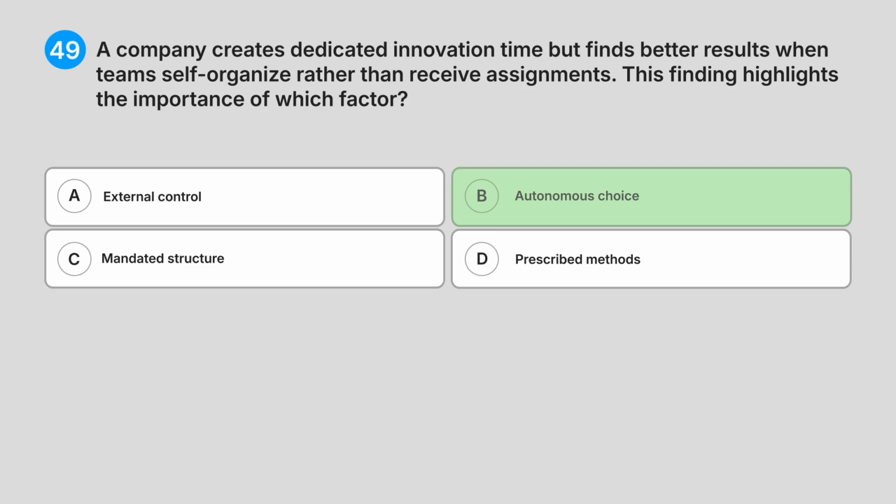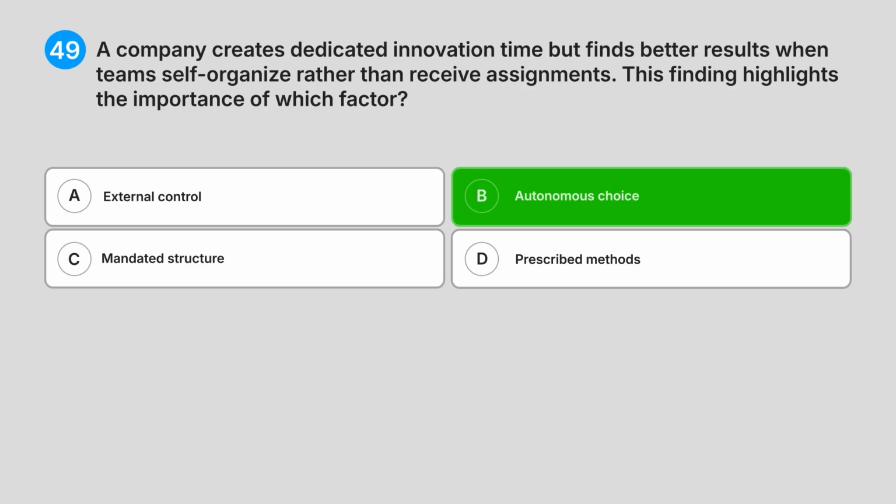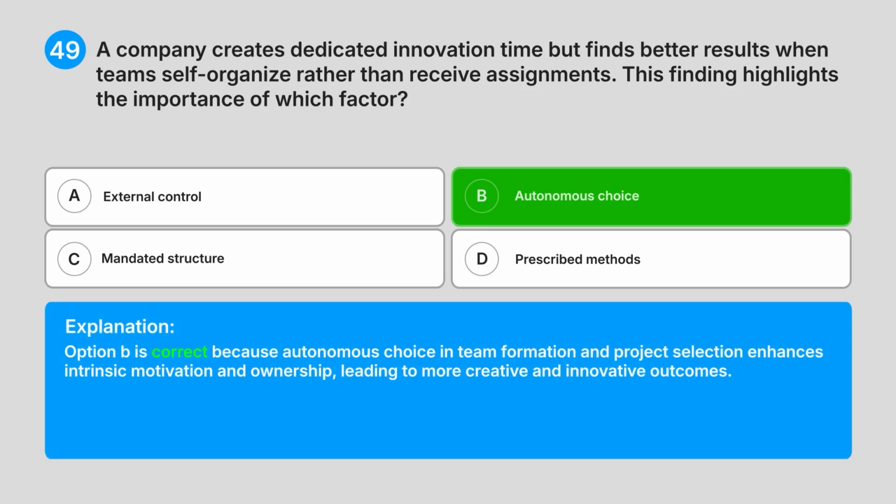Correct answer, B. Autonomous choice. Explanation: option B is correct because autonomous choice in team formation and project selection enhances intrinsic motivation and ownership, leading to more creative and innovative outcomes.